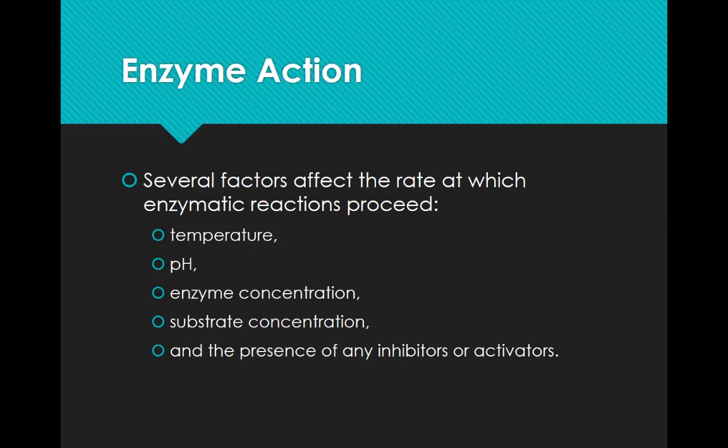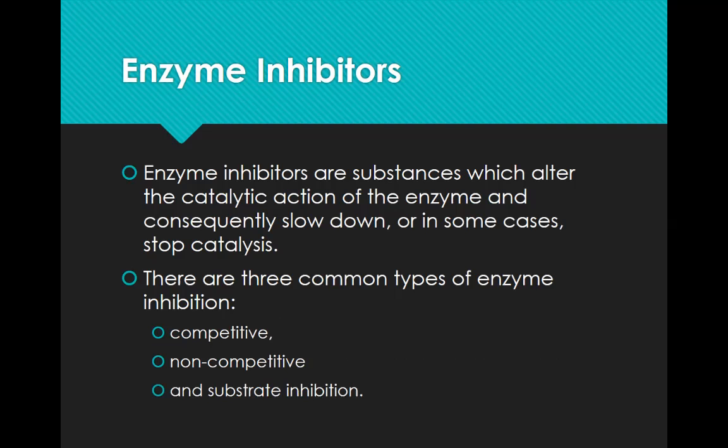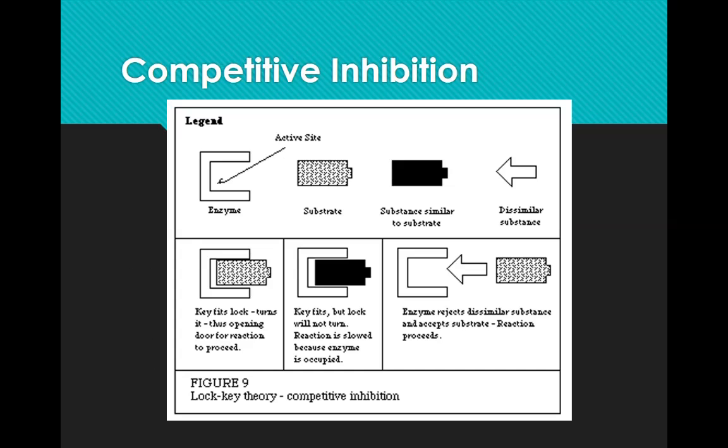So let's focus a little bit on enzyme inhibitors. Now, enzyme inhibitors are substances which alter the catalytic reaction of the enzyme. So we're slowing down the rate, sometimes all the way to a stop. And there are three typical types of enzyme inhibitors that we see. One, we can look at competitive inhibition. Two, we can look at what's called non-competitive inhibition. And lastly, substrate inhibition.